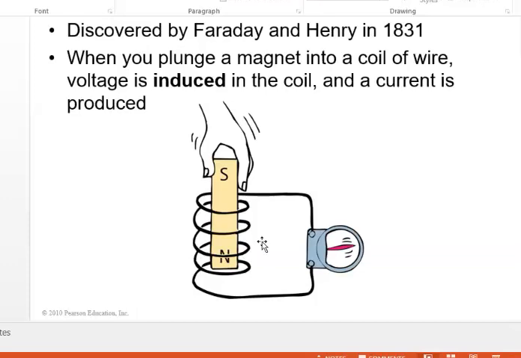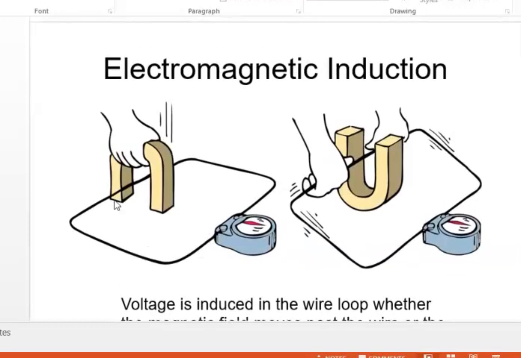That's why this mechanical energy in terms of kinetic energy, supplied by the muscular force of your hand, is converted into electrical energy. Now let us move to another activity that would indicate that the direction of current and the magnitude of current produced depend on various factors.